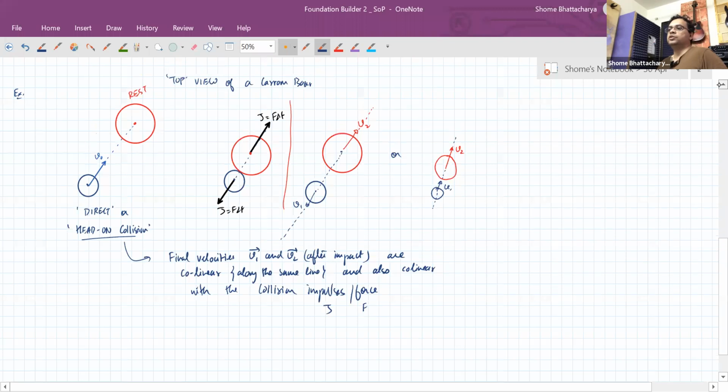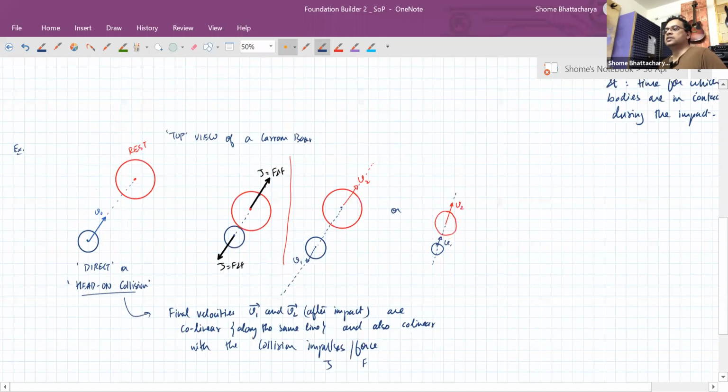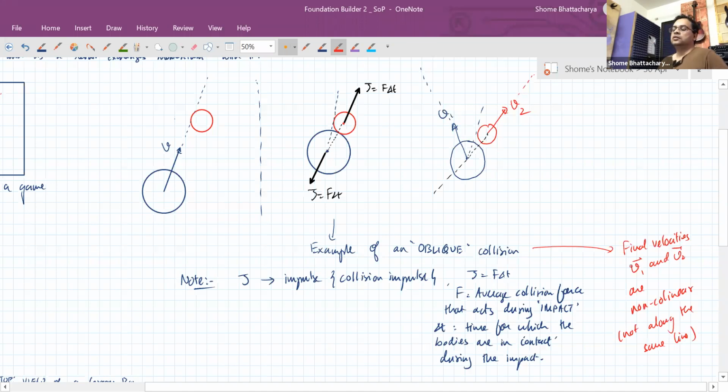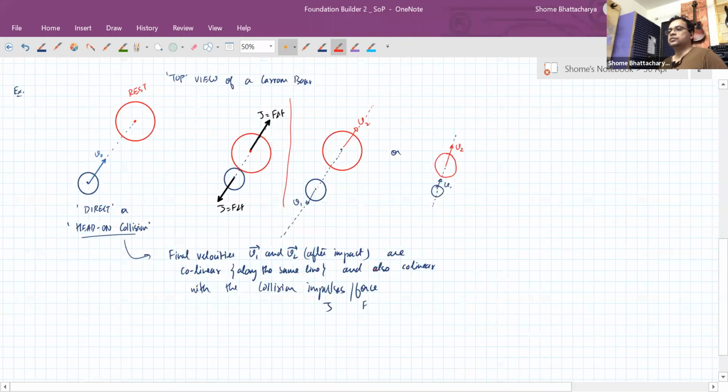Whereas just going back for a moment to the case of the oblique collision. This is an example of an oblique collision. Why? Because you can see that the final velocity vectors are not along a common axis. So what happens in an oblique collision is that the final velocities V1 and V2 are non-collinear, that is, not along a common axis. They diverge at some angle which is not equal to 180. So that's an oblique collision, whereas this is an example of a head-on collision.